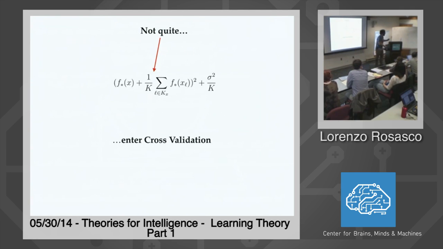Maybe I'm missing something. Shouldn't the bias be the difference between the function and the average of the estimate? Yes, of course. So this plus here, then the minus.